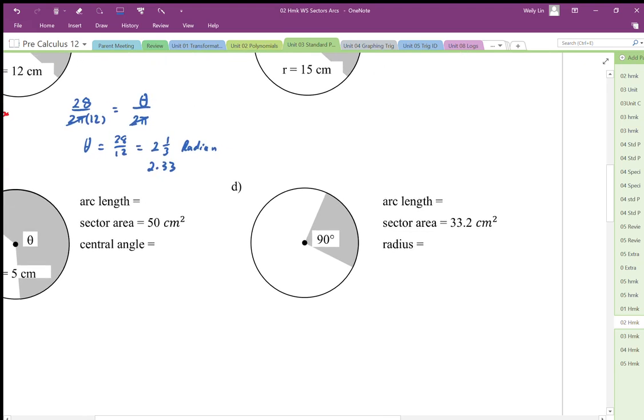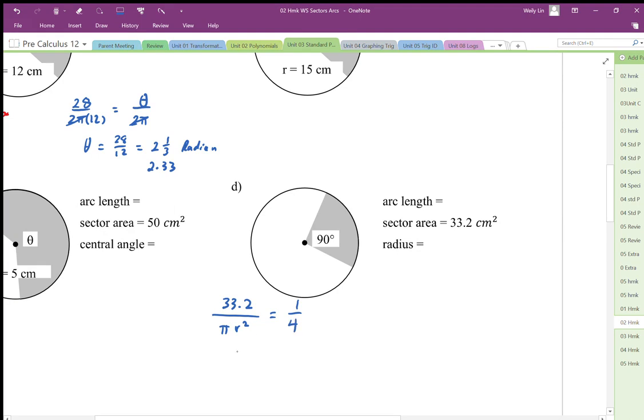For question D, we have to do a little bit more work here because we've been given the sector area and the angle here. So first of all, we probably should work out the radius in this problem. So I have my sector area is 33.2 centimeters squared, and that's going to be over pi r squared, and that fraction is equivalent to 90 degrees over 360, or 1/4 of the circle. So I'm just going to use 1/4.